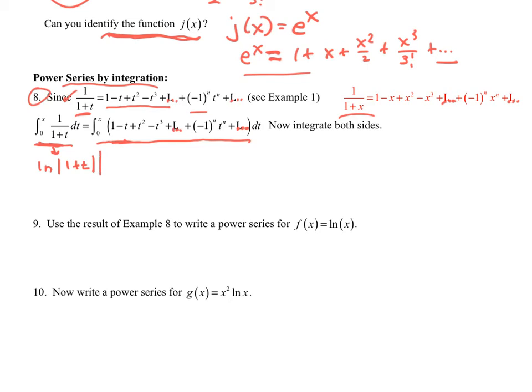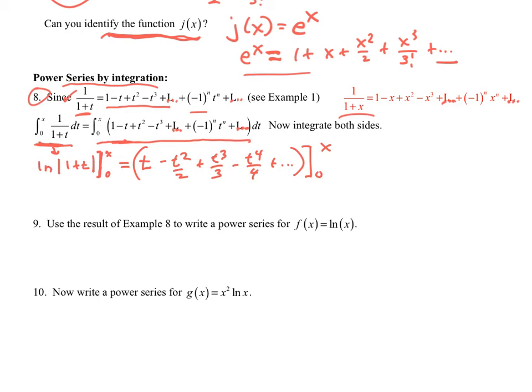And I'm going to evaluate that from 0 to x. A lot of times I put a bracket here. You should just put a straight bar, but I don't know why I start doing a bracket. And then this side is just going to be taking the antiderivative, which would be t minus t squared over 2 plus t cubed over 3 minus t to the 4th over 4 plus dot, dot, dot. So we have this whole thing, and we're going to evaluate that from 0 to x as well.